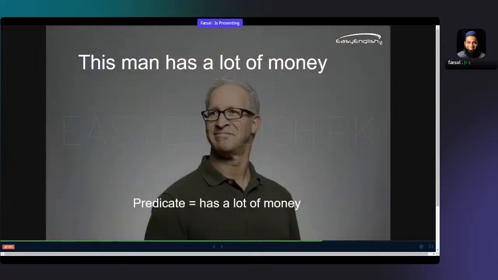This man has a lot of money. What's the subject? Who am I talking about? This man. So the subject is this man. What is the information? Has a lot of money. So all of it is my predicate. Has a lot of money is the predicate. Information क्या दे रहे हैं हम इस आदमी के बारे में? Has a lot of money. So has a lot of money. Just money नहीं होगा predicate, a lot of money नहीं होगा, बल्कि has a lot of money, क्योंकि जो predicate का सबसे अहम हिस्सा होता है, वो क्या होता है? Verb.